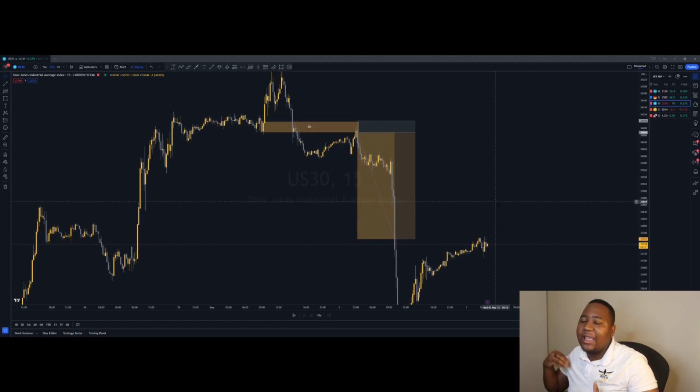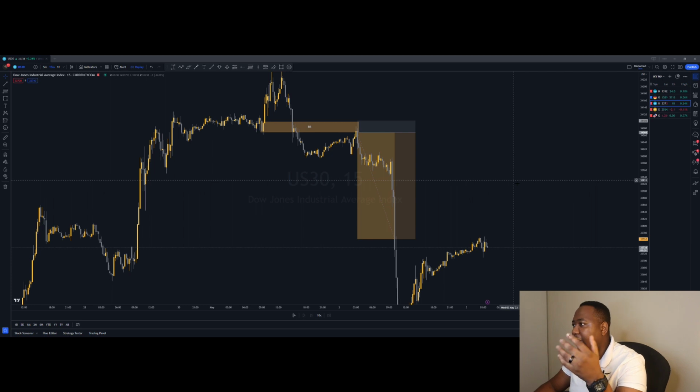That you don't actually get perfect entries. But now I got the solution. Every time there's a fair value gap, you must look towards your left. You should see that there will be a lower low or the previous higher high, whichever trend that you're trading, right? In this case, it was a bearish trend.